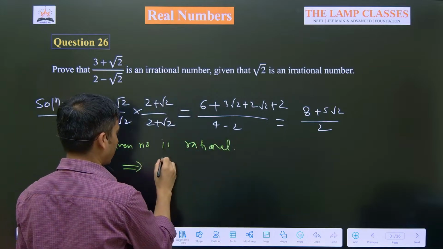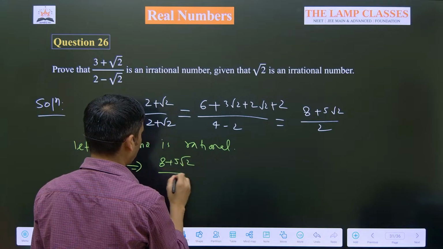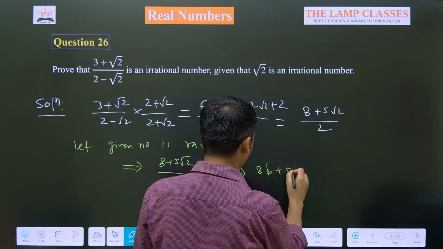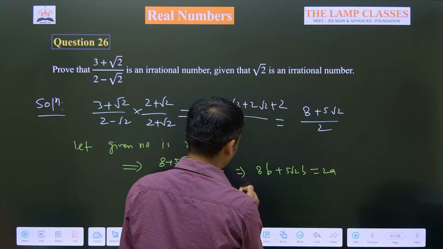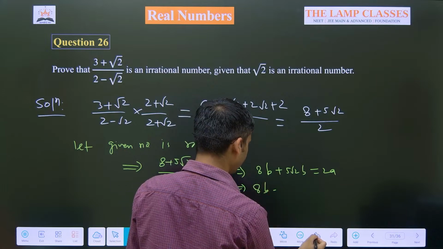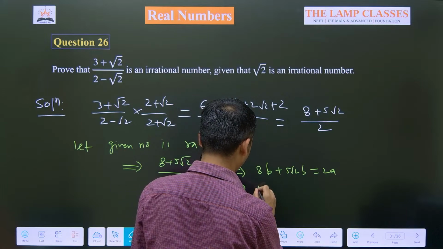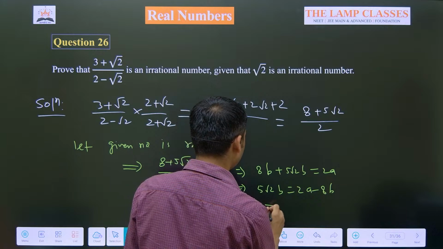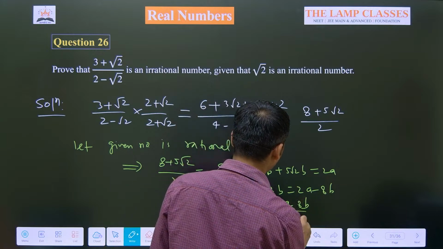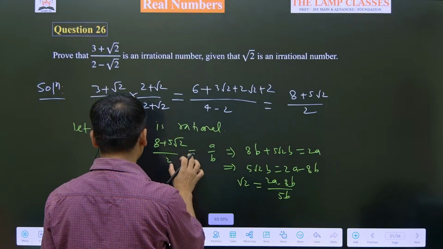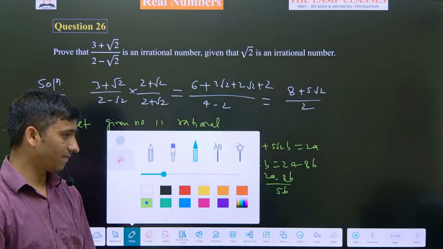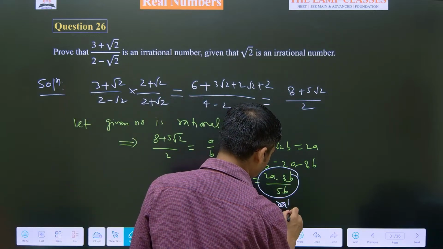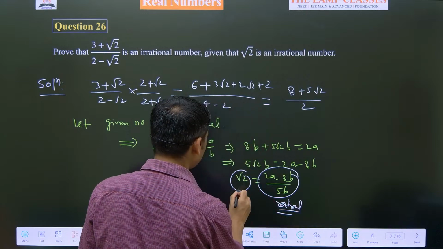If it is rational, we can write 8 plus 5 root 2 upon 2 is equal to a upon b. Cross multiply: 8b plus 5 root 2 b is equal to 2a. Take rational one side, irrational other side. So root 2 is basically 2a minus 8b upon 5b, right? We didn't have to square here, okay? So have clear idea when to square and when not to. This is a rational number because it is operations on rational numbers, and this is given irrational.